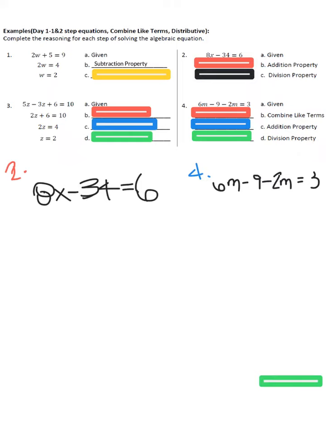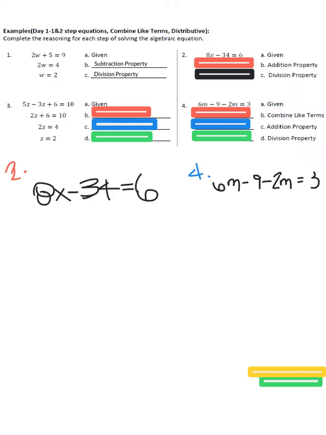Then to get w equals 2, what did we do? 2w equals 4. Well, hopefully you see that's 2 times w equals 4, so we have to do the opposite there, which would be to divide by 2. So if we divide by 2, that means we're using the division property to get our answer. All right, now let's look at example number 2.